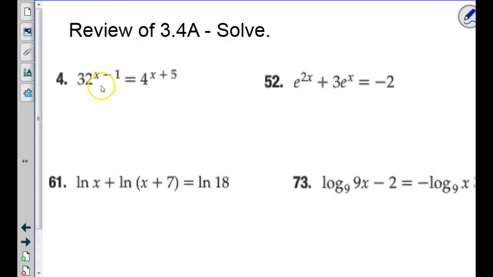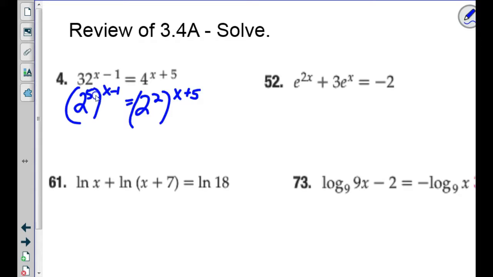These you would need to rewrite as powers that are the same base. Did anybody know what same base we could do? Yeah. This is 2 to the what? 2, 4, 8, 16, 32, 2 to the 5th. Everybody good? And then outside of there is an x minus 1. And this is just 2 squared, but outside of there is an x plus 5. And what do we do with exponents when it's a power and a power?